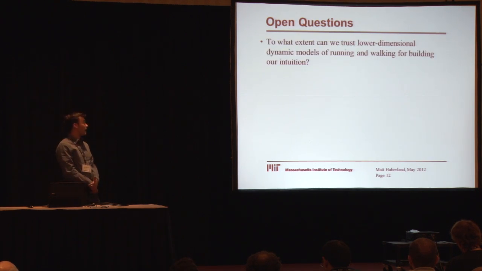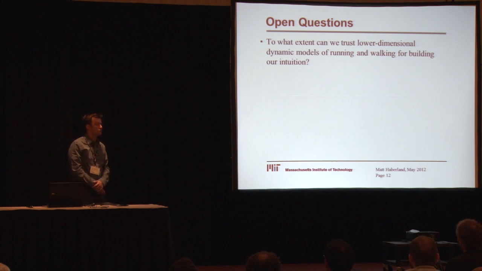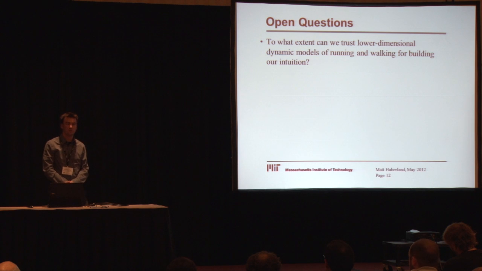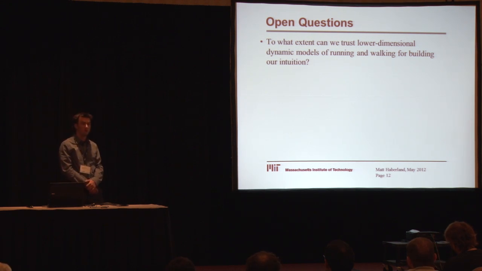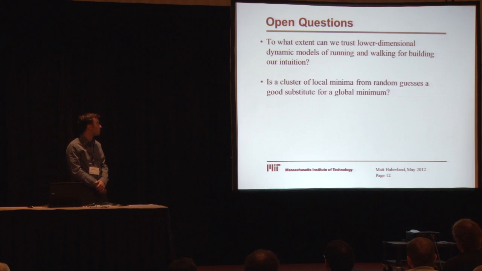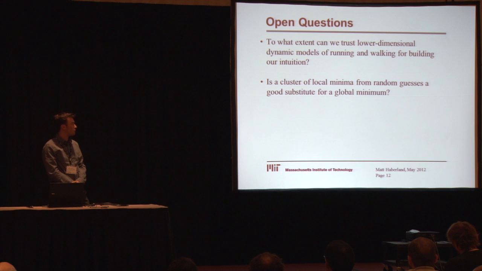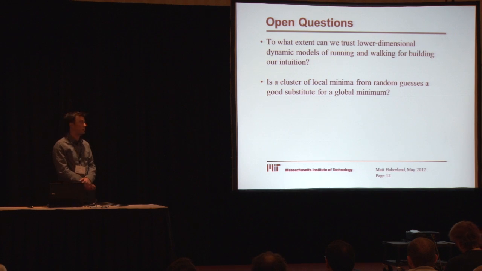So the open questions that I have, to what extent can we trust these lower dimensional models of running and walking for building intuition? This is a relatively high dimension. It's not the SLIP model, but it's not a fully realistic robot either. Is a cluster of the local minima, like I get, good enough? Does that represent a global minimum? Or is it good enough for our purposes of studying the effect of one thing on another?